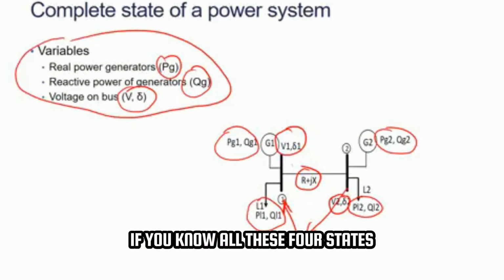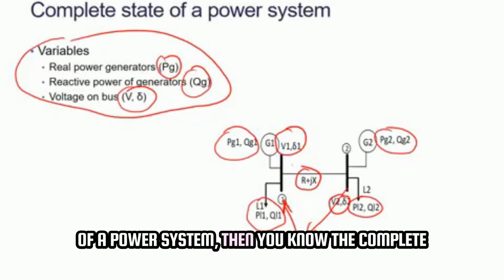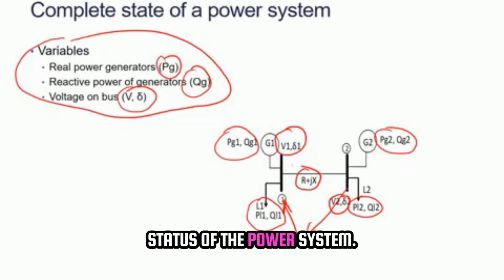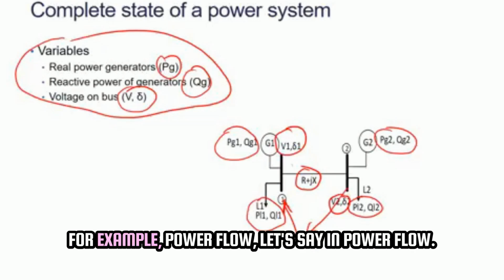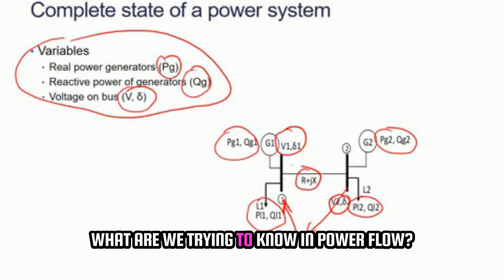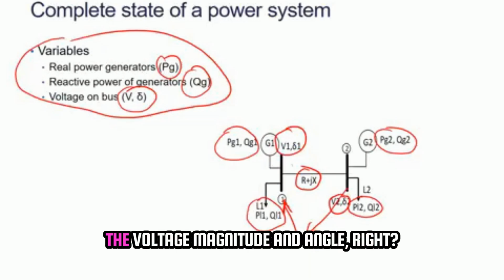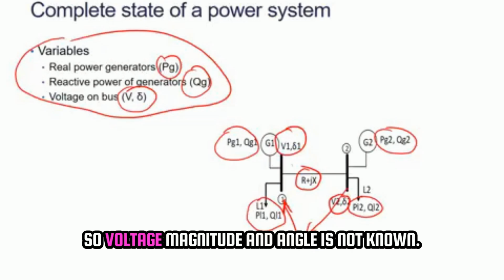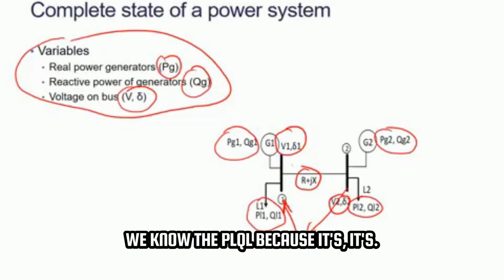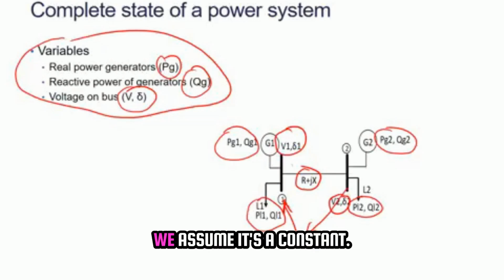If you know all these four states of a power system, then you know the complete status of the power system. For example, in power flow, what are we trying to know? We want to know the voltage magnitude and angle. So voltage magnitude and angle are not known. We know the PL and QL, because we assume the load is constant, so we know the load values.